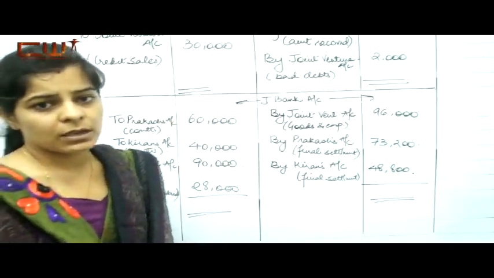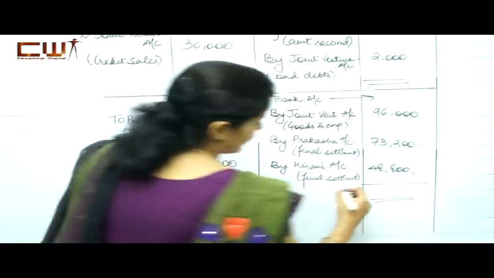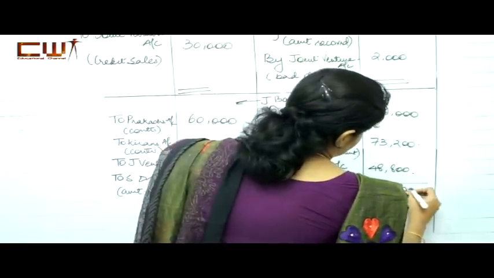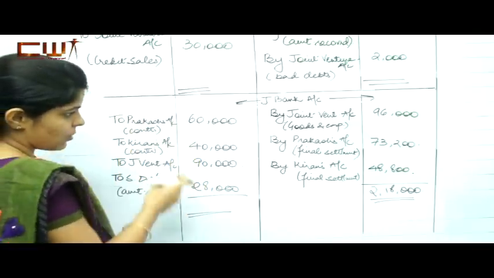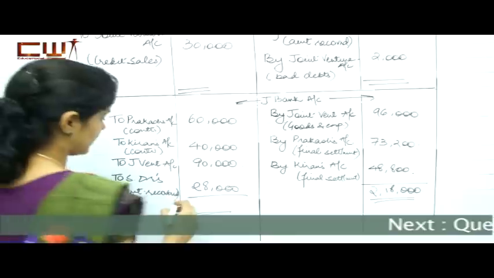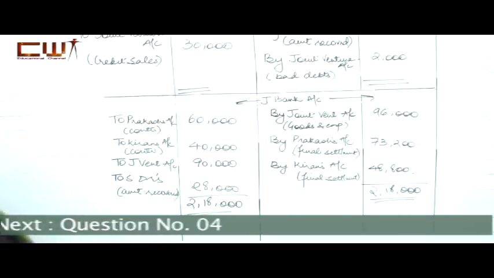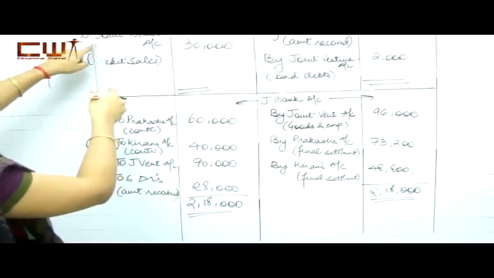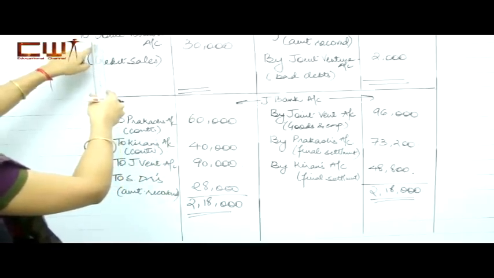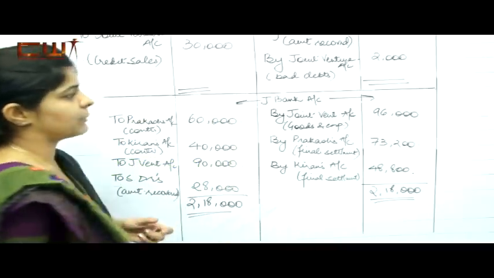So 96,000 plus 73,200 plus 48,800 is 2,18,000. Then 60,000 plus 40,000 is 1 lakh, and 90,000 makes 1,90,000, and 28,000 is again 2,18,000. Okay, so this is the joint bank account. Make all the formats simultaneously. Write one thing here, then write the other entry on the other account too, so you don't forget. So you have made all the 4 accounts that were asked for. We will do the next question.